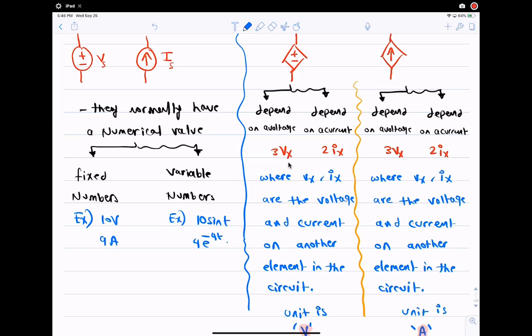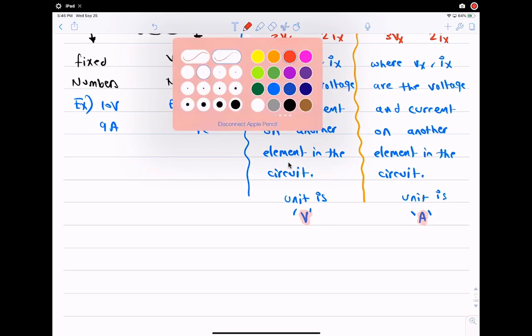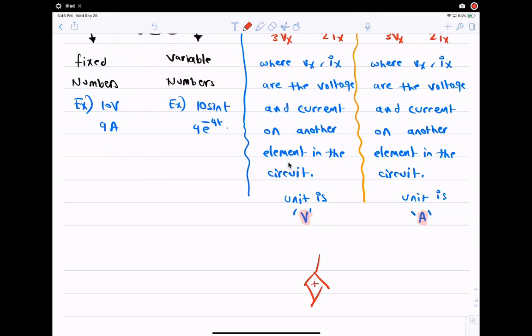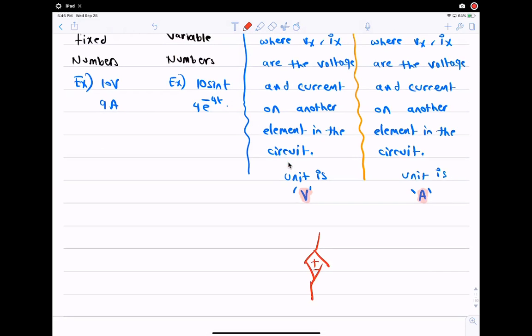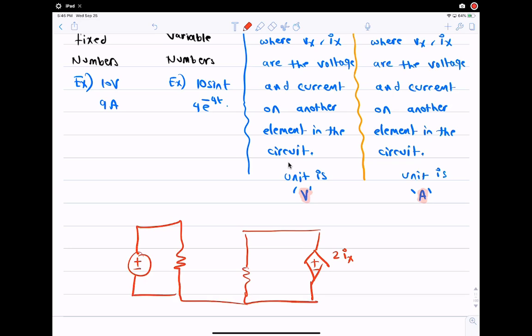So let's say I can give you an example. If we have a dependent source here, which is positive negative, that means it's a voltage, right? But it depends on a current. Let's say this is a circuit, and we have another circuit here with another source, and there is a current here called Ix. So this dependent source depends on a resistor in another loop, right? It depends on the current in that resistor. So this resistor has a current of Ix.